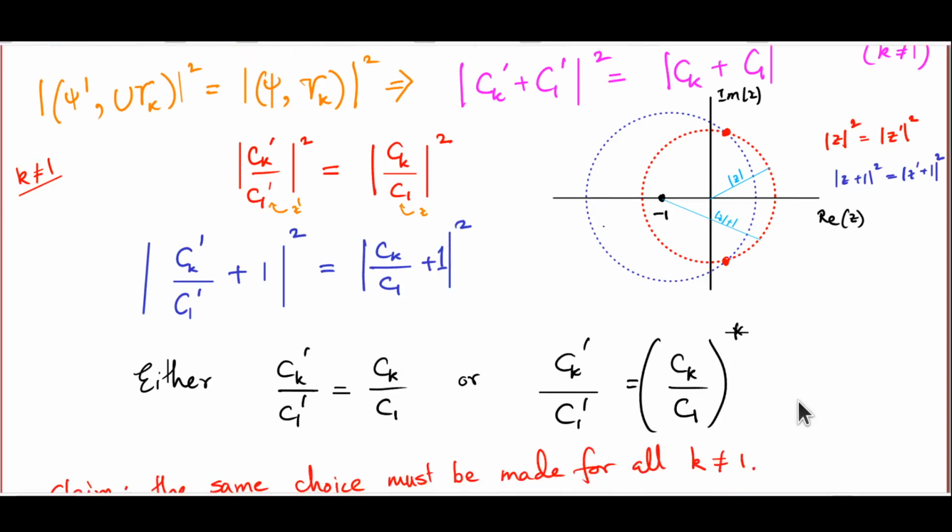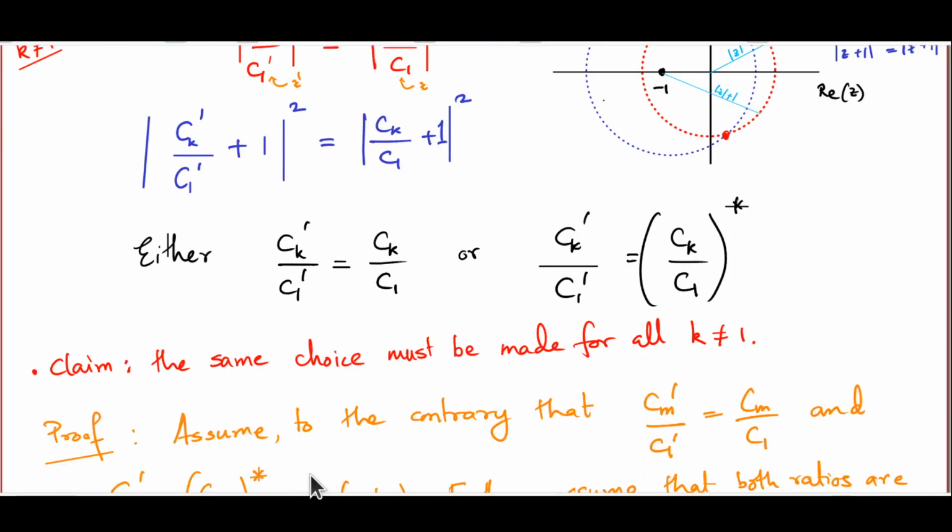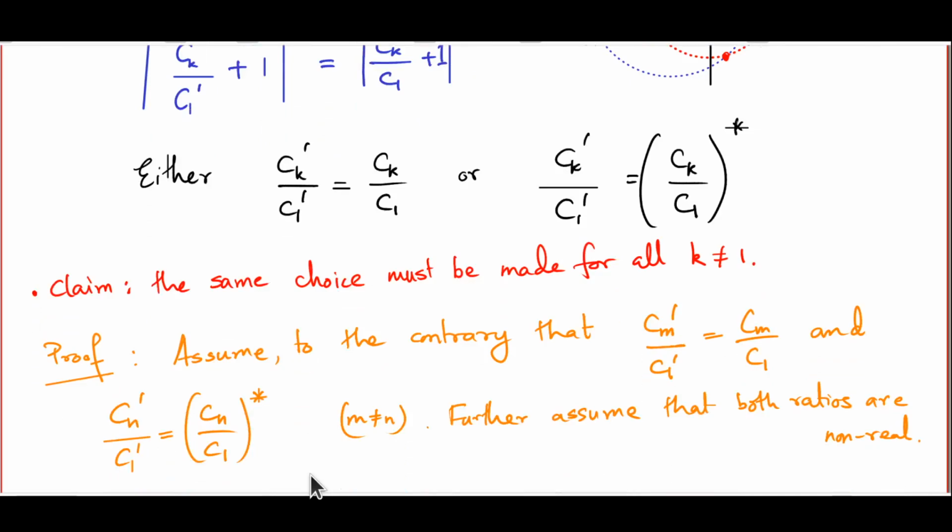This step, which apparently Wigner missed, is this particular claim whether ck prime by c1 prime is ck by c1 or its conjugate. The same choice has to be made for all k, of course all k not equal to 1. For k equal to 1, both the relations above equal 1 and they are trivially satisfied. So in order to fill up this gap in Wigner's original proof, Weinberg proceeds to prove this result that the choice has to be the same for all k, and for this we again start with assuming the contrary.